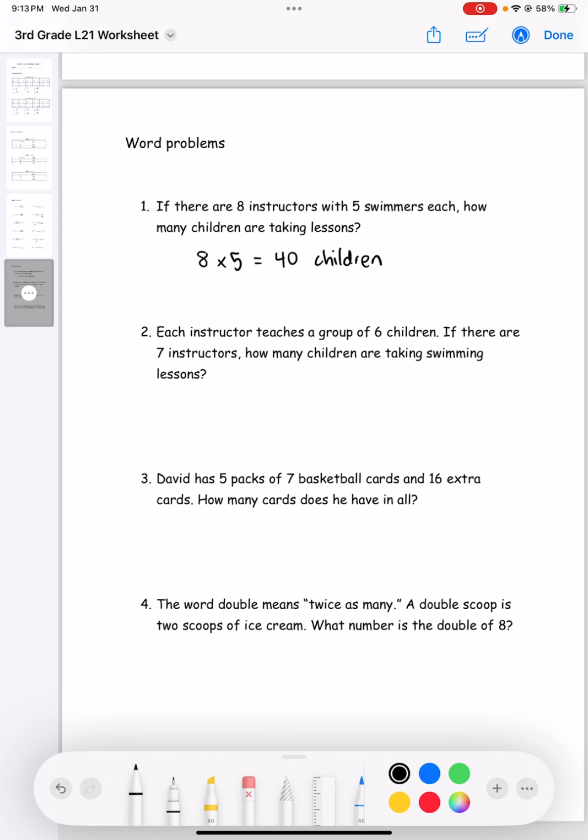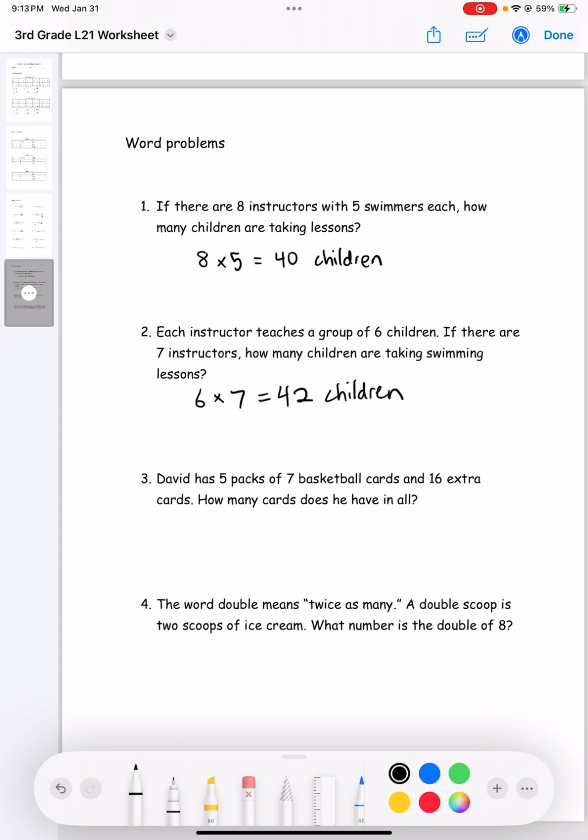Number 2, each instructor teaches a group of 6 children. If there are 7 instructors, how many children are taking swimming lessons? So that's 6 children times 7 instructors. And how many children are taking swimming lessons? So we multiply that. When we get 42 children are taking lessons.